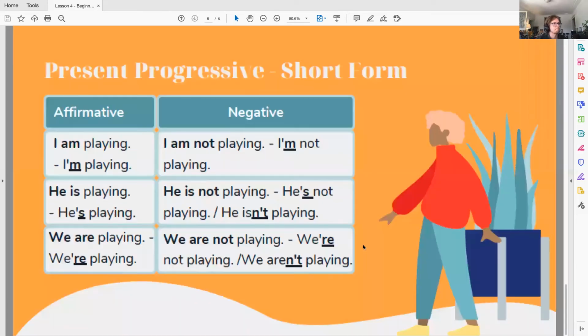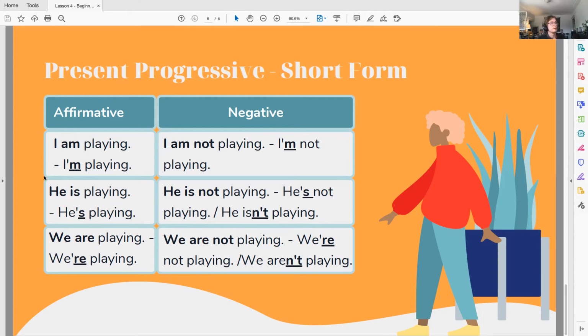Lastly, we're going to talk about some short forms, some contractions we can use. So if we're talking about the affirmative of I am playing, we can just take the word am out of there and just put I apostrophe m, and it says the same thing. It says I'm. So instead of I am playing, I'm playing. It's a more casual way to speak. It's much more common in everyday conversation. But the formula, as you can see in the negative, stays the same. I am not playing or I'm not playing.